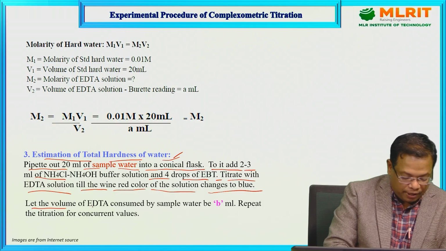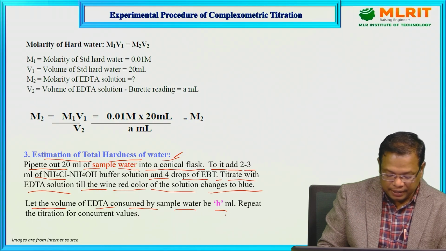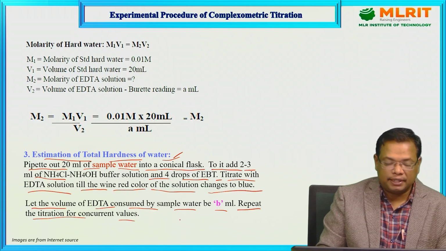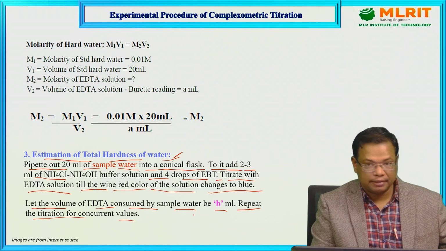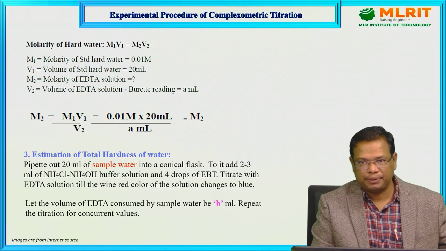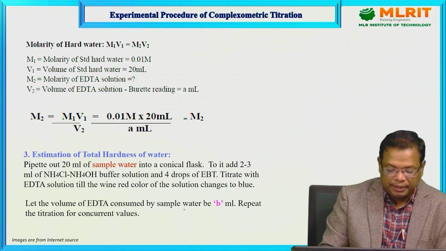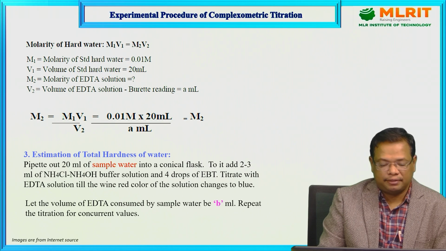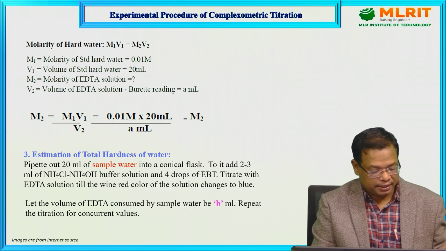So let the volume of the EDTA consumed by the sample water be B mL. Repeat the titration for concurrent values. It implies that we have to repeat the titration at least 2 to 3 times, minimum 3 times, until the same readings are obtained. Then we stop the reaction and go for the further calculations.